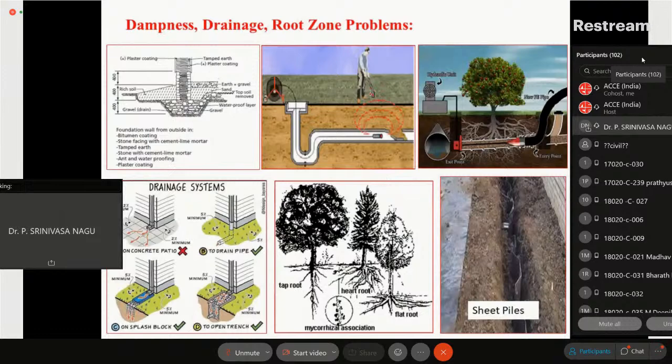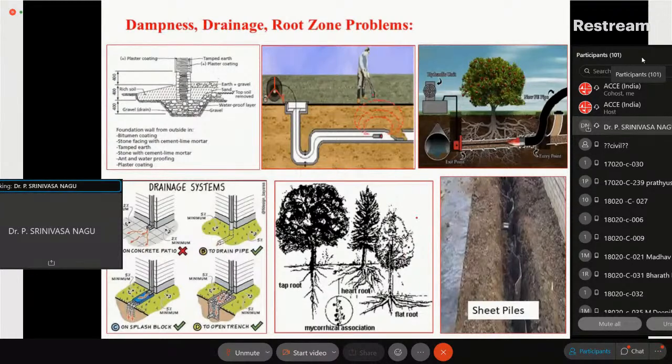Here I have shown you under the tree the pipeline was damaged. There are now methodologies wherein you can insert a new polythene pipe by dragging it through certain equipment. There are several technologies like that.